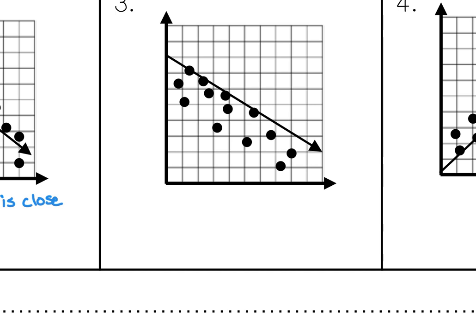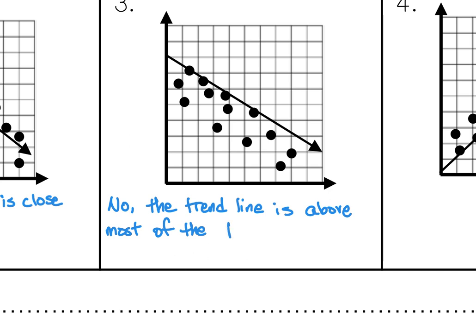Is this a good trend line? Nah. This trend line is what? Yeah, it's above most or all of the data points. Like number 2 went right through the middle. This one's way above. It doesn't go through the data at all.